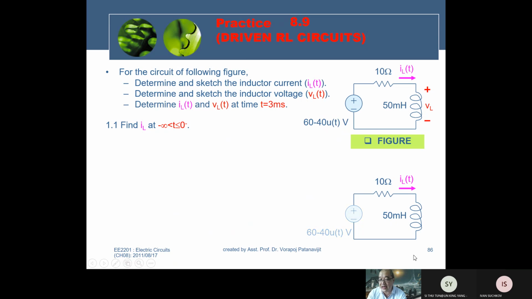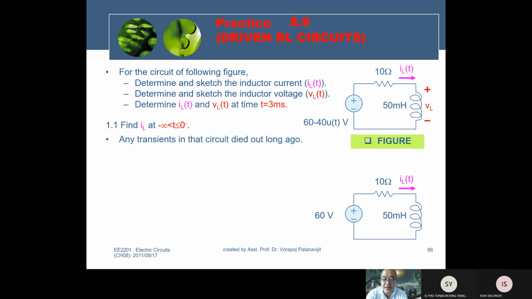You can see that in this example, for time less than 0, there is already some source in your circuit, not 0. The source is equal to 60 volt for time less than 0. And for time greater than 0, the source is the same size, but it will be equal to 20 volt instead.